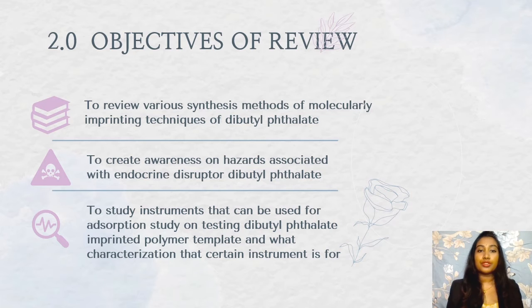Objectives of this review are to study various synthesis methods of molecularly imprinting techniques of DBP, to create awareness on hazards associated with the endocrine disruptor Phthalate, and to study instruments that can be used for adsorption study on testing the DBP imprinted polymer template and what characterization that certain instrument is for.